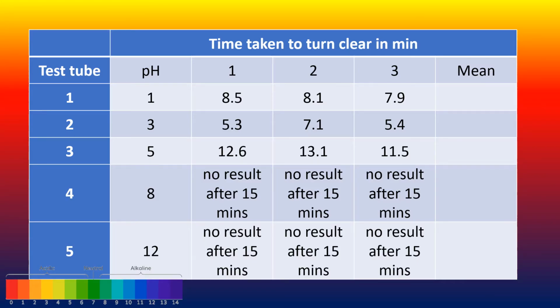There's a table here of the scientists' results, so we can see that we have the pH of 1, 3, 5, 8 and 12, the time taken for it to turn clear in minutes, and then we have the mean. The mean needs calculating, so I want you to pause the video and calculate the mean. If you know how to do that, pause it now. If you don't know how to calculate the mean, you add the 3 numbers together and divide by the total number. So in the case of the first one, you'd add 8.5 to 8.1 to 7.9, and you divide it by 3.